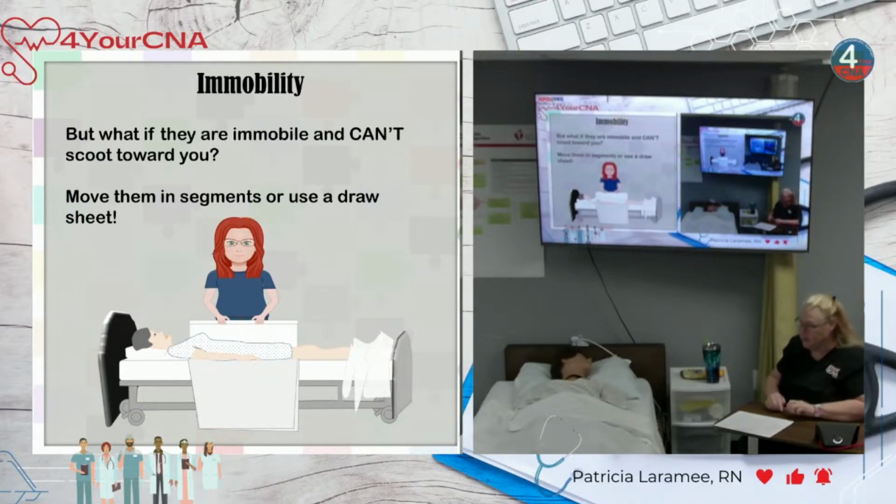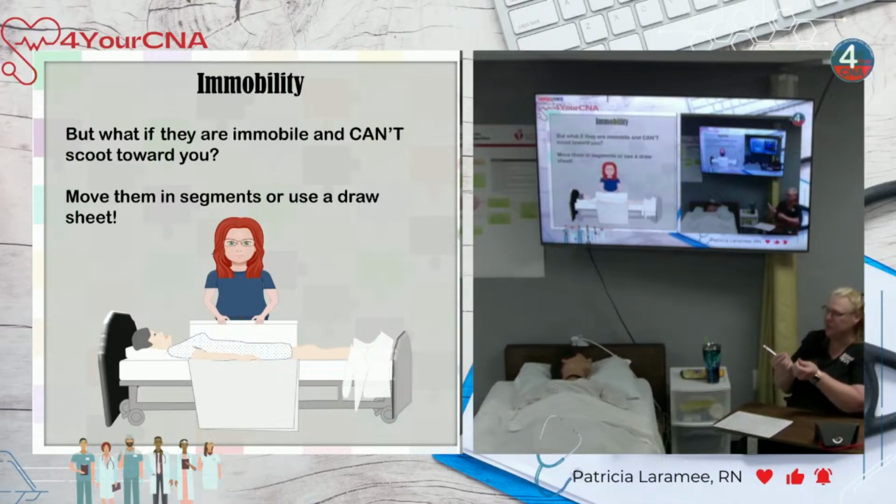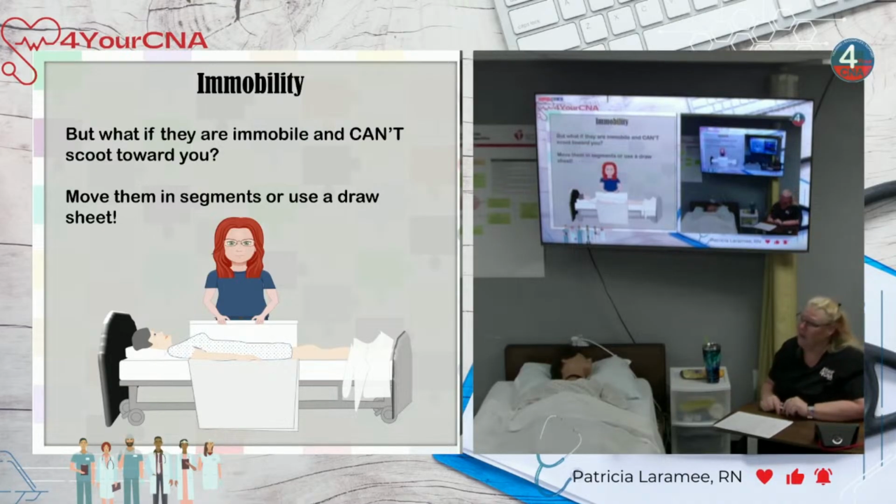Draw sheets are awesome. We've also got a different type of sheet that we use in some settings, but they're very expensive. They're called slide sheets, and they're very expensive, but it makes the patient almost levitate. They're pretty cool. They're like super slippery material. They're not wet, but they're super slippery, and it can actually help you move the patient on a surface without a lot of friction. But they're very expensive.